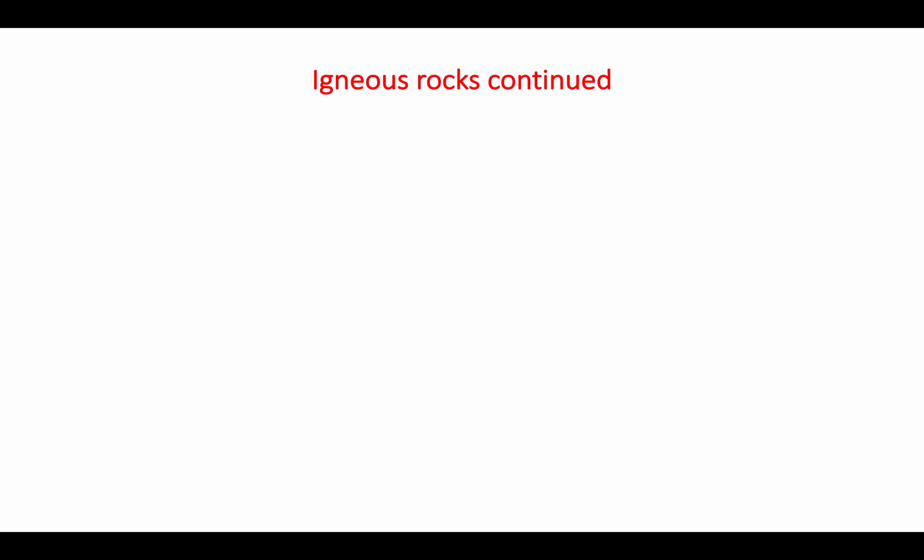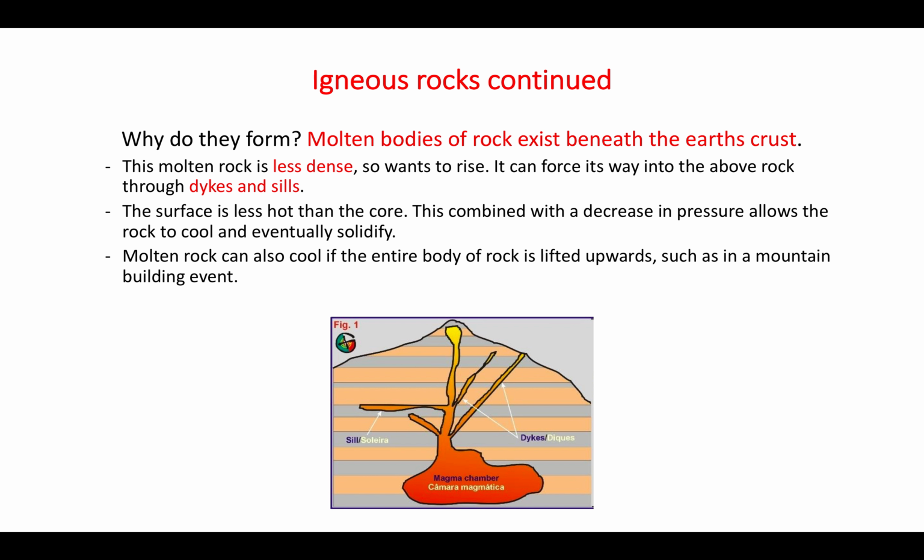Now, if we look at each group in a bit more depth, starting with igneous, why do they form? Well, molten bodies of rock exist beneath the Earth's crust, and this molten rock is much less dense than its surroundings, so naturally it wants to rise up. And it can do this through forcing its way into the above rock through dikes and sills. Dikes and sills are classified as intrusions, and you can see them in the diagram there. So they're called intrusions because they basically intrude into the surrounding rock. They force their way through.